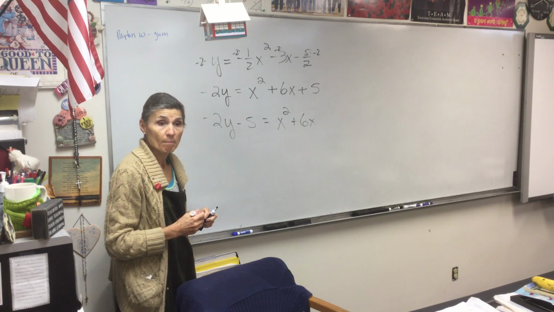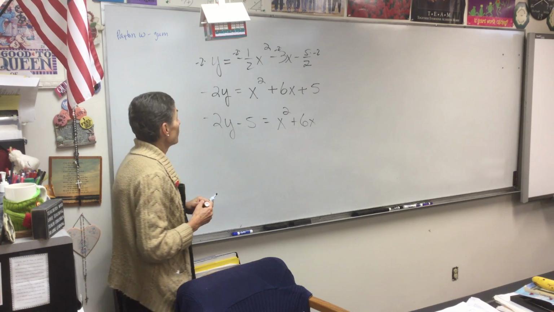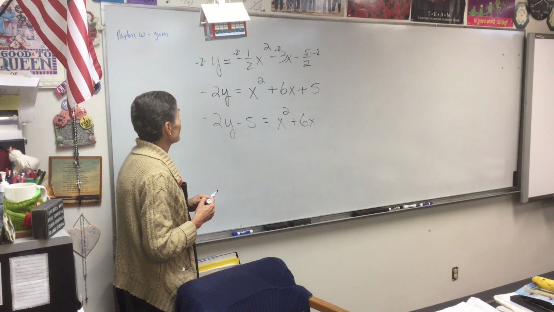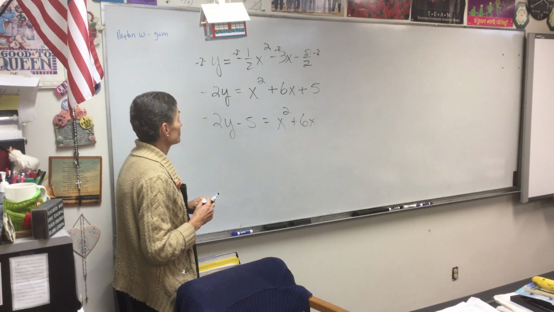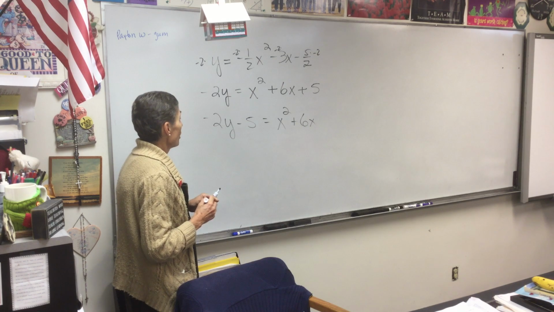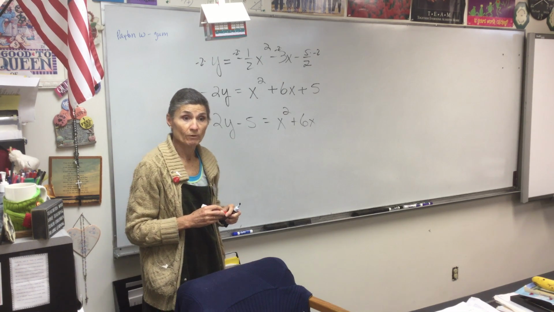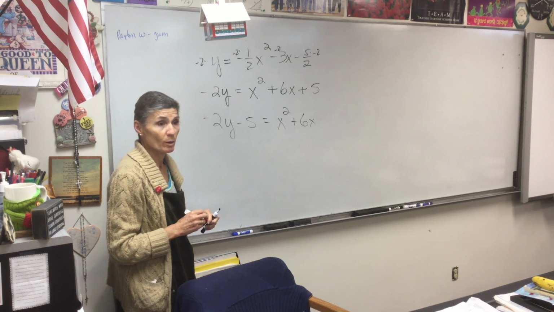Would it be wrong if you divided by -2 first? Divide by -2, like that's with the y. Okay, well no, because you've got to complete the square first. You have to get that square completed.